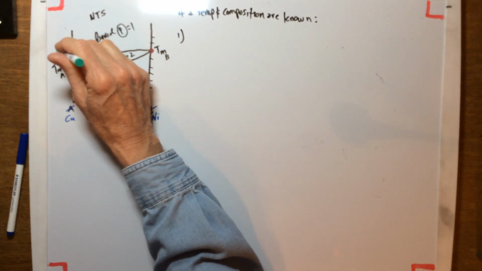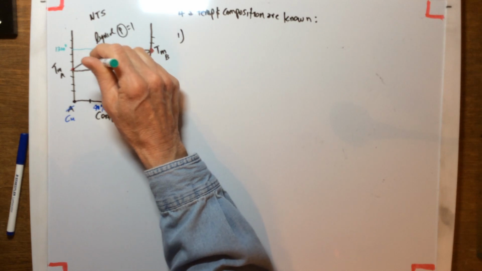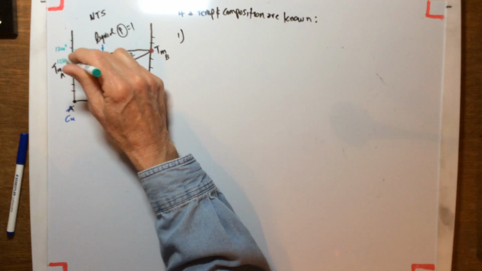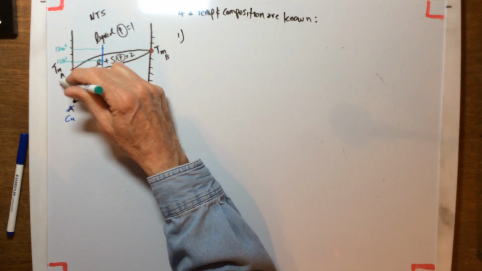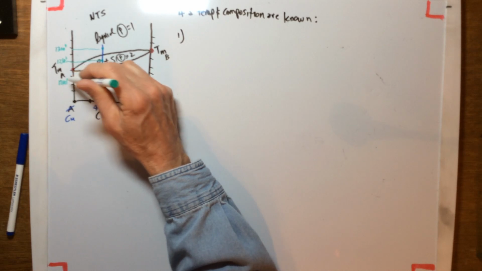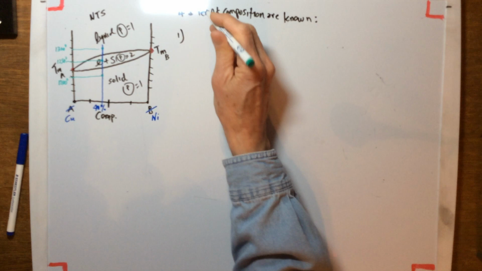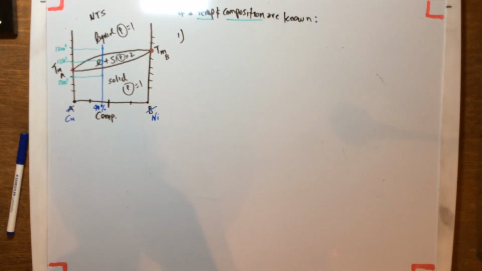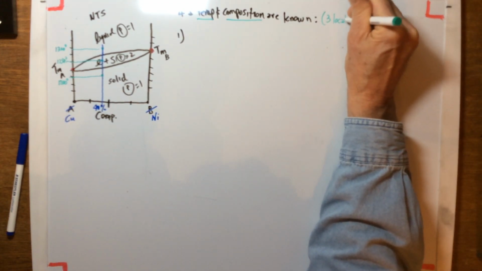Let's call this arbitrarily 1300 degrees. Let's call this arbitrarily 1250 degrees, and down here we're going to call it 1200 degrees. Okay, so now you see we have a temperature and a composition known. In this case we have three locations.